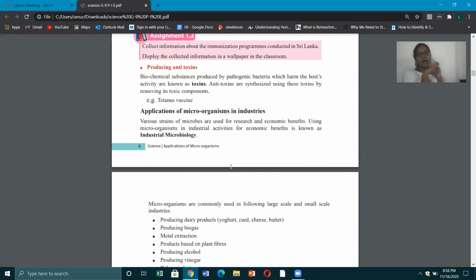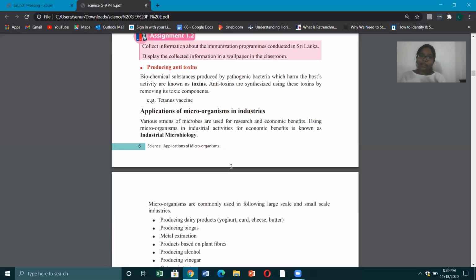Some sort of biochemical substances will be produced by this bacteria which are harmful for the host. And what will happen to me? My activities, my metabolic activities, could be affected. Something bad could happen because of the biochemical substances caused by this bacteria. The substances it makes are what we call toxins. Because of these toxins, I, as the host, suffer.